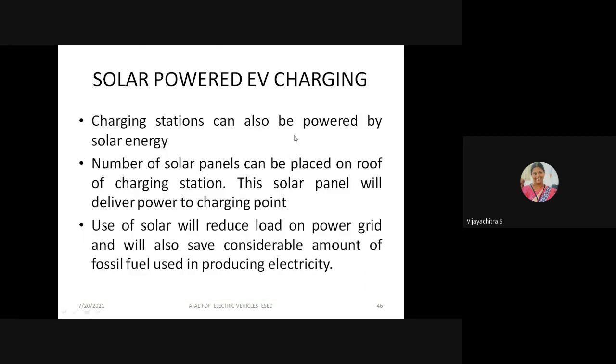Charging stations can also be powered by solar energy. A number of solar panels can be placed on the roof of the charging station, and they can deliver power to the charging point. The use of solar will reduce the load on the power grid and will also save a considerable amount of the fossil fuel used in providing electricity. So these are all the advantages of solar powered EV charging. It provides a user friendly, pollution free environment, and it is a renewable energy source. Then we can save more power, and more cost will be reduced because of the solar powered charging.